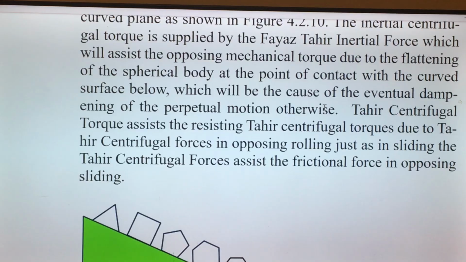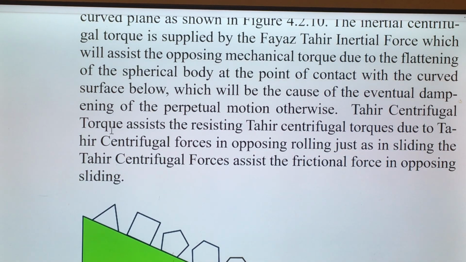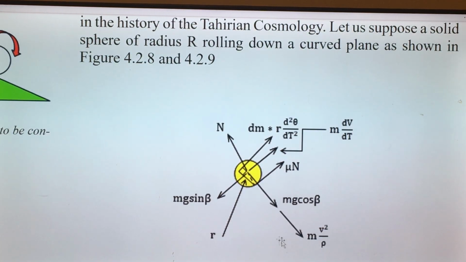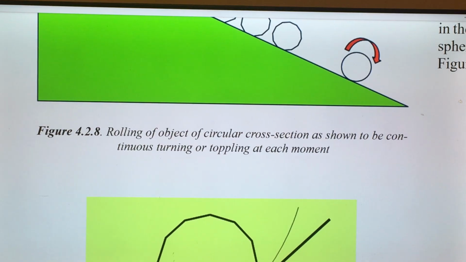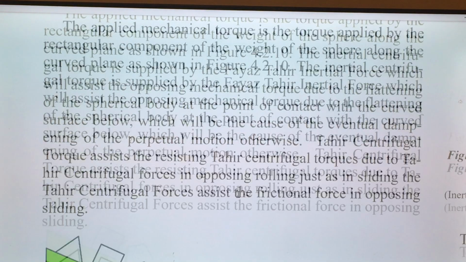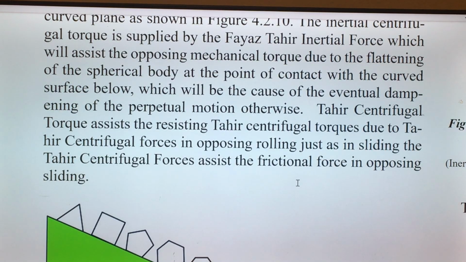So the eventual dampening of the perpetual motion otherwise. I already explained this to you. Tahir centrifugal torque assists the resisting Tahir centrifugal torques. So Tahir centrifugal torque mg cos beta times A assists the resisting Tahir centrifugal torque mv square over rho. So both of them assist each other. These two are the resisting torques that resist the perpetuality of the motion. Like if it's rolling on a cycloid, then it will eventually dampen like this because of these two torques. So this torque is the cause of the motion and these two torques are the cause of the dampening. This also dampens, mdv over dt. So this is also the cause of the damping, of the stopping of the rolling disc. In opposing rolling, just as in sliding, the Tahir centrifugal forces assist the frictional force in opposing sliding. Very simple, guys.